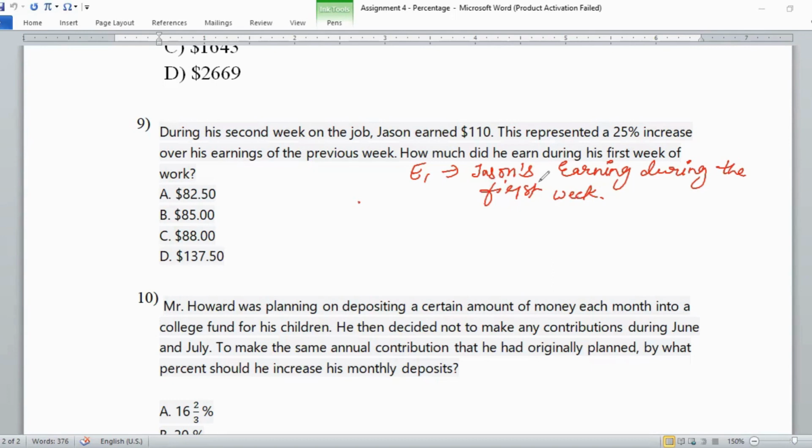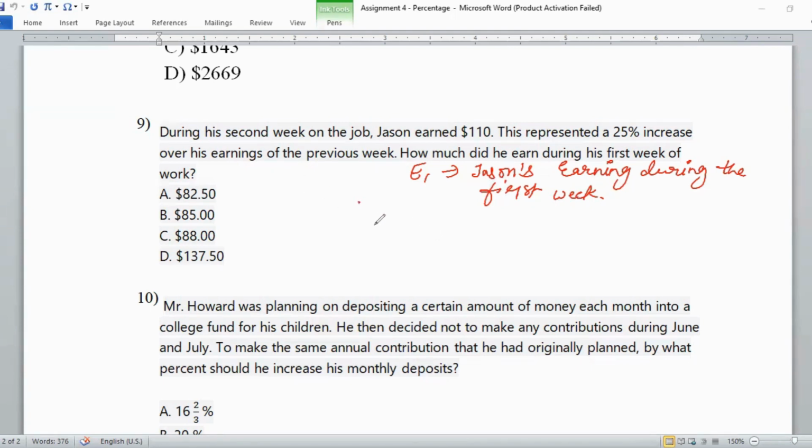I am writing because I want to explain to you how we are going through and how we are dealing with each and every piece of information which is given. You don't need to write it, you just need to keep it in your mind and calculate that way. So according to the given information, during the second week, he earned $110, which represents a 25% increase over the earnings of the previous week.